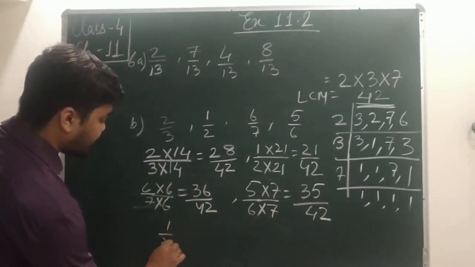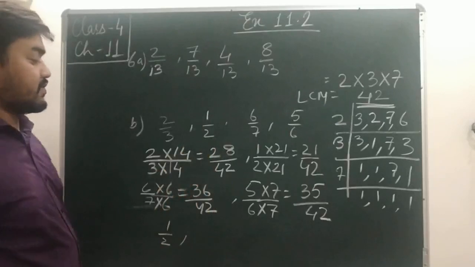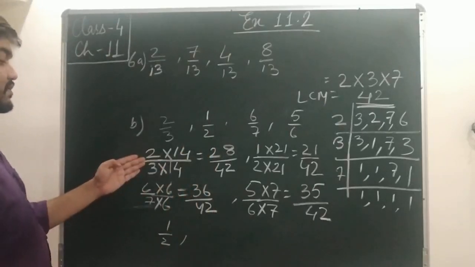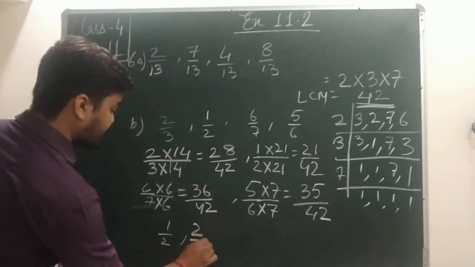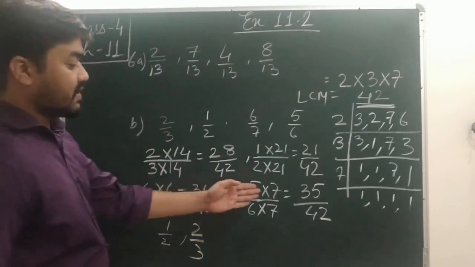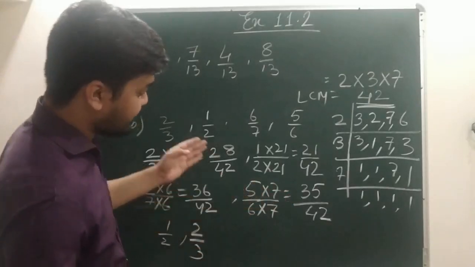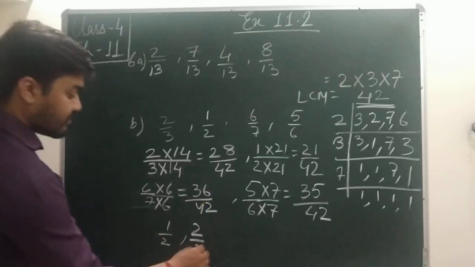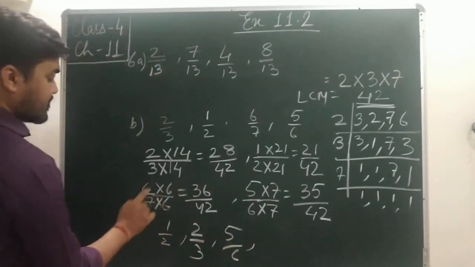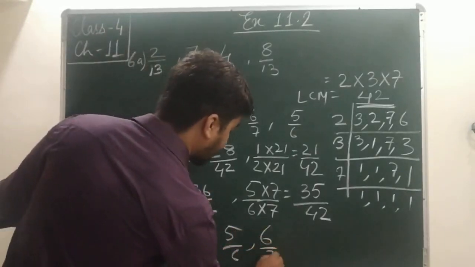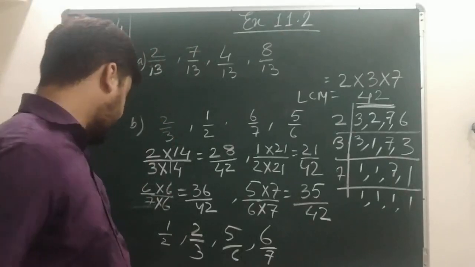Which fraction is smaller? 1 by 2 is smaller. Next, 28 by 42. So which fraction is that? 28 by 42? It is 2 by 3. After that, 35 or 36? 35. Which fraction is that? 35 by 42? 5 by 6. And last, 6 by 7. So like this we have to arrange in ascending order.